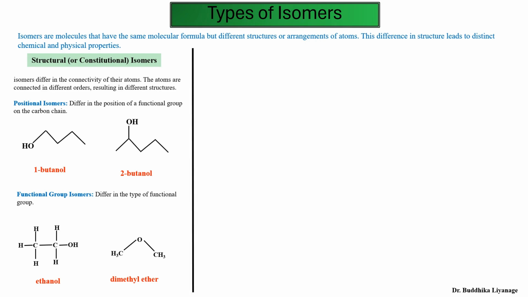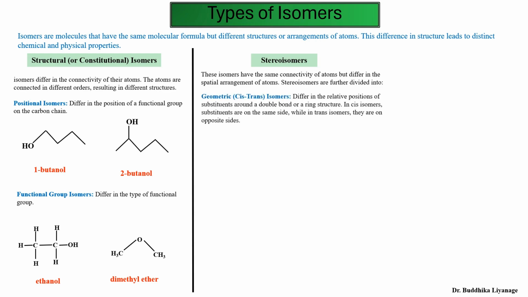The next category of the isomers are stereoisomers. Stereoisomers have the same connectivity of atoms but differ in the spatial arrangement of atoms. Stereoisomers are further divided into the geometric isomers, which we call cis-trans isomers.